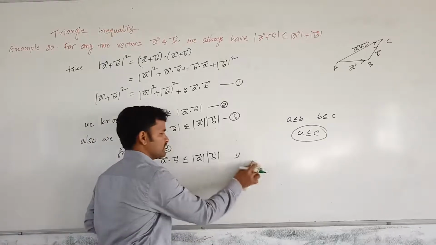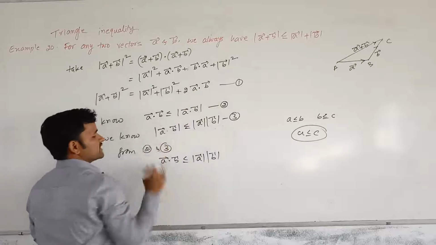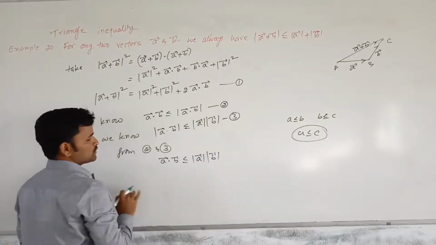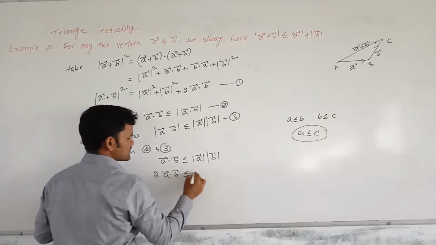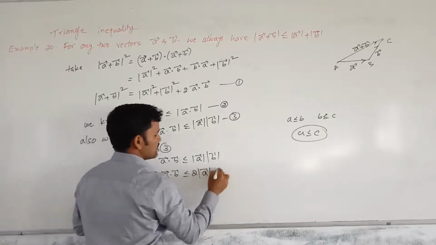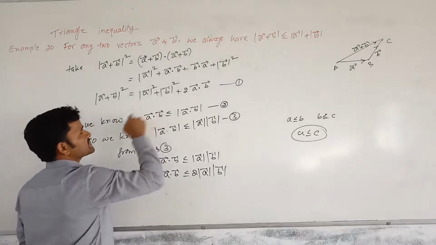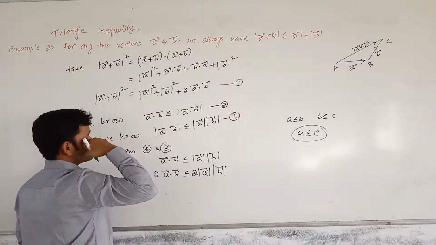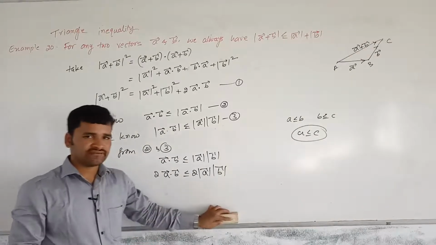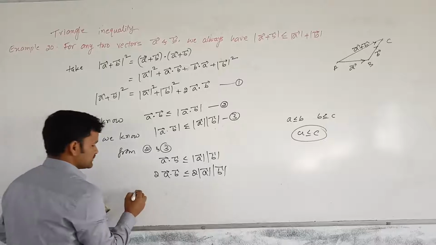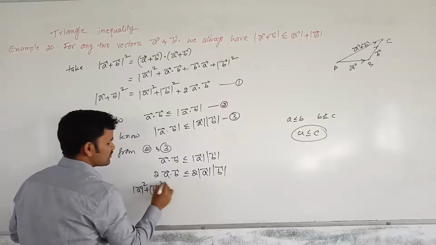Let us take this as equation 4. Here 2 times a dot b is there, so multiply with 2 on both sides. This is 2 times a dot b is less than or equal to 2 times magnitude of vector a into magnitude of vector b. Then add magnitude of a square plus magnitude of b square on both sides. Adding a positive value, there is no change in the sign of inequality.